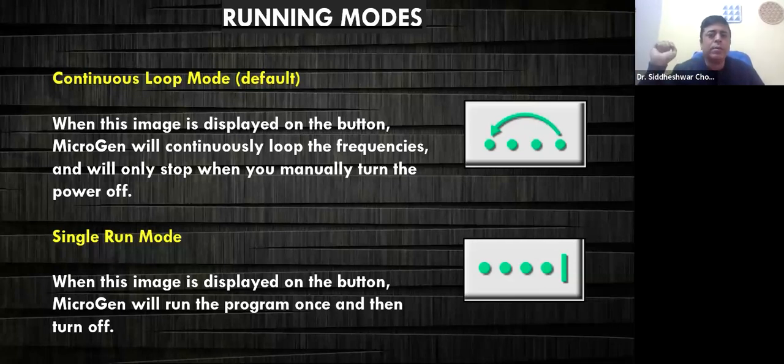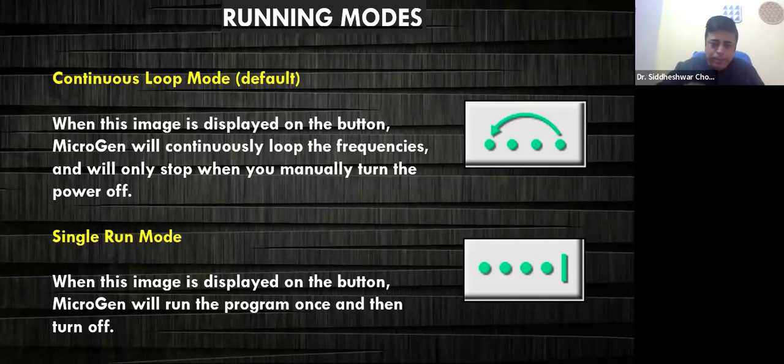So once you click this button, if this icon is visible to you, that means the programs are already in looped fashion. If you have to stop the programs from running continuously, then you will have to manually turn off your microgen. You will have to shut down the microgen manually.